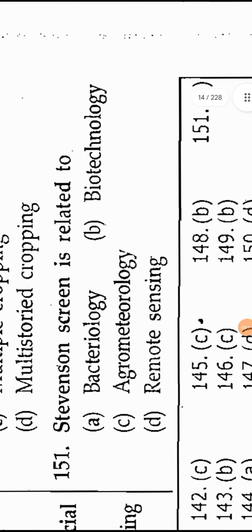Growing of coconut, black pepper, and ginger simultaneously in the same field is known as multi-storeyed cropping. This dimension screening is related to agrometeorology.